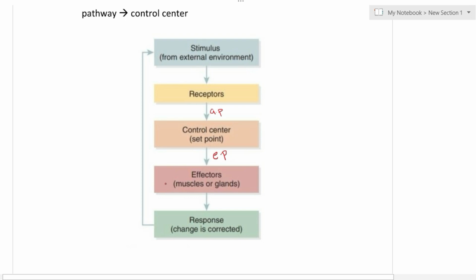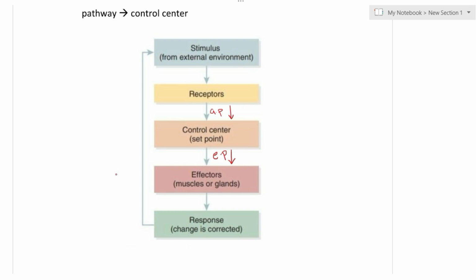So how will you not forget the afferent pathway and efferent pathway, because sometimes it is very confusing. Some students get confused between afferent and efferent. Afferent, starting with the letter A, approaches the control center. Efferent, starting with the letter E, exits from the control center.